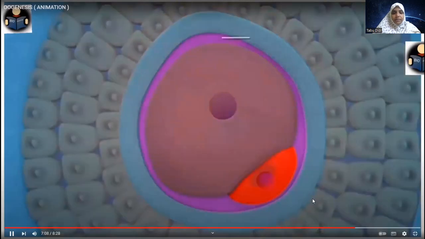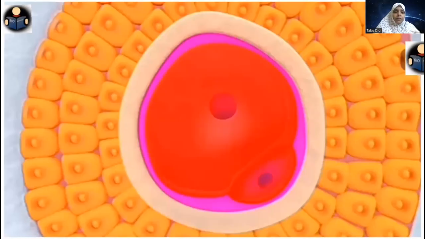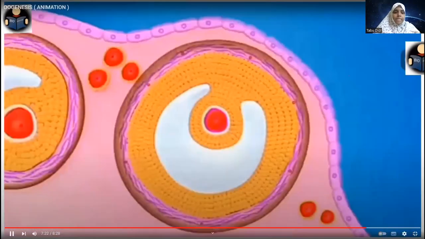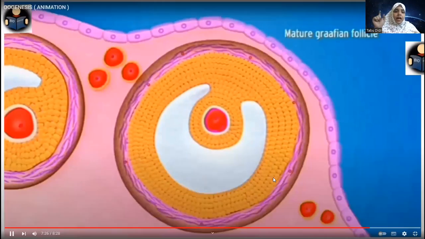The first polar body lies in the perivitelline space, that is the space between the secondary oocyte and the zona pellucida. This follicle with the secondary oocyte and first polar body is now called a mature Graafian follicle. Remember this word. At this stage, the egg is now ready. Which is the egg, again and again? This secondary oocyte, the egg or the ovum.